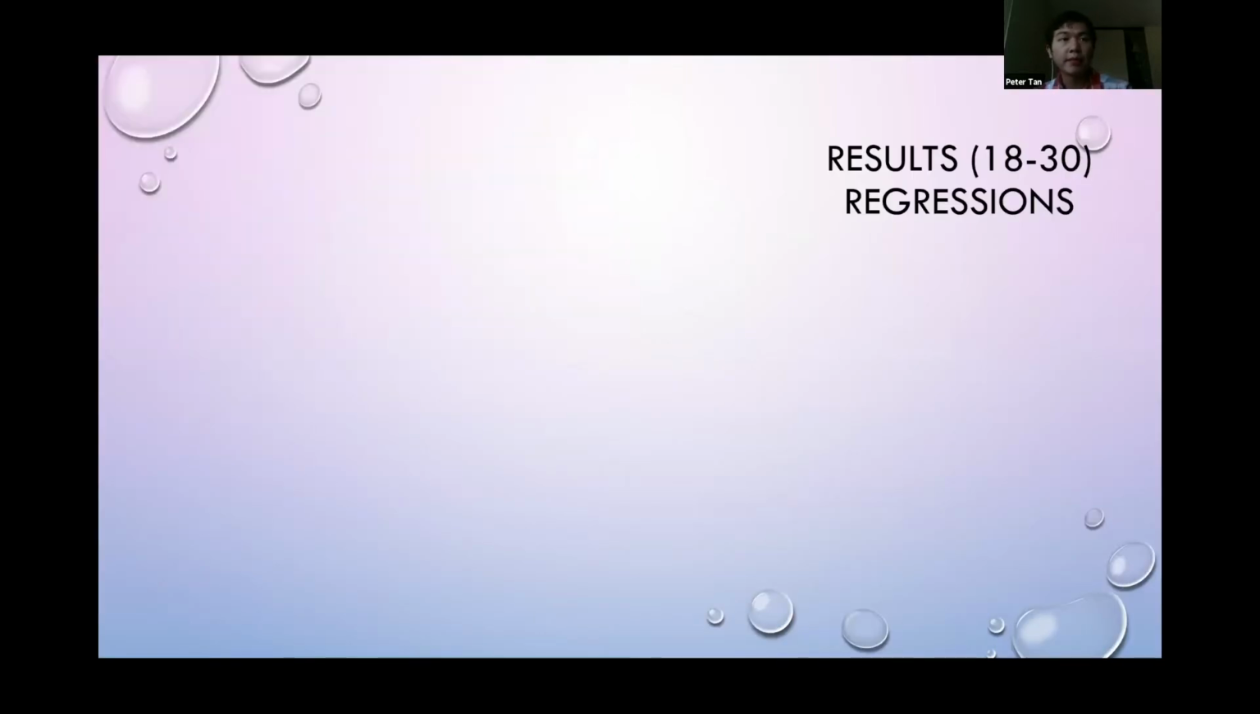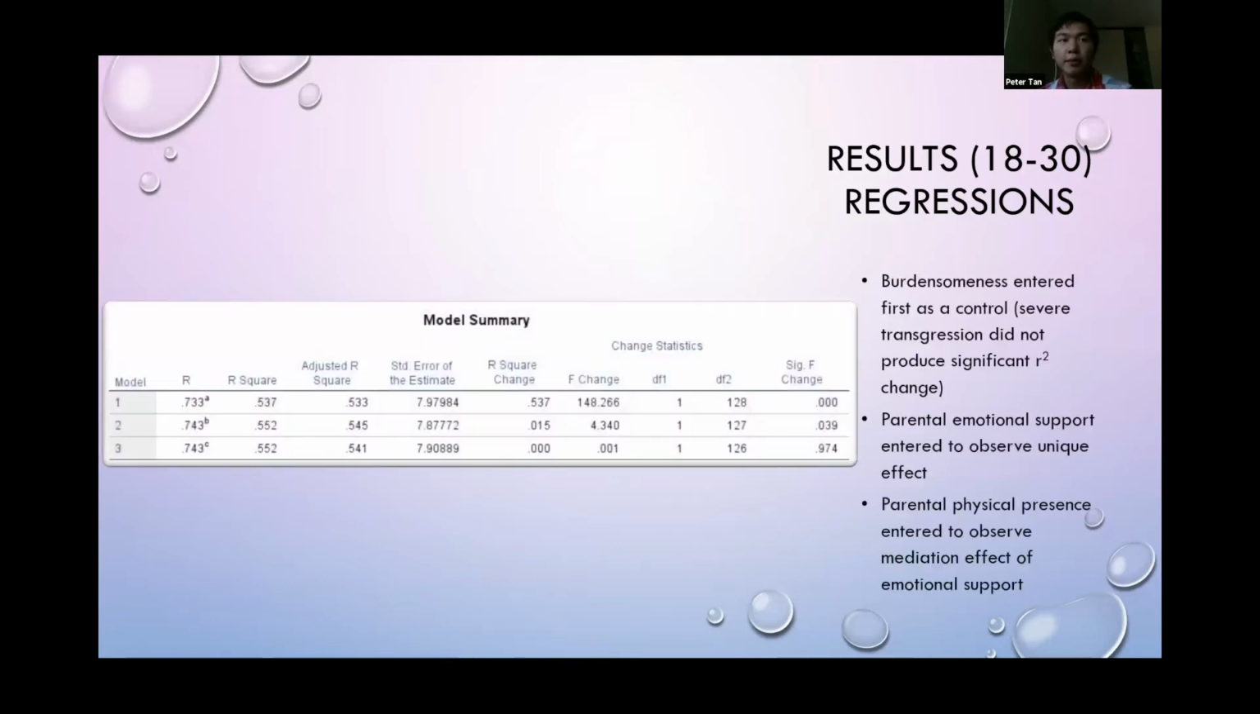So next, by performing a multiple regression analysis, we tested the unique predictive ability of parental emotional support while controlling for burdensomeness. So we didn't control for severe transgressions because its effect was smaller than emotional support, and when entering it into SPSS, it also did not produce a significant R-squared change after entering burdensomeness. So this graph shows that parental emotional support revealed a unique effect as the R-squared change was significant, as circled with red.